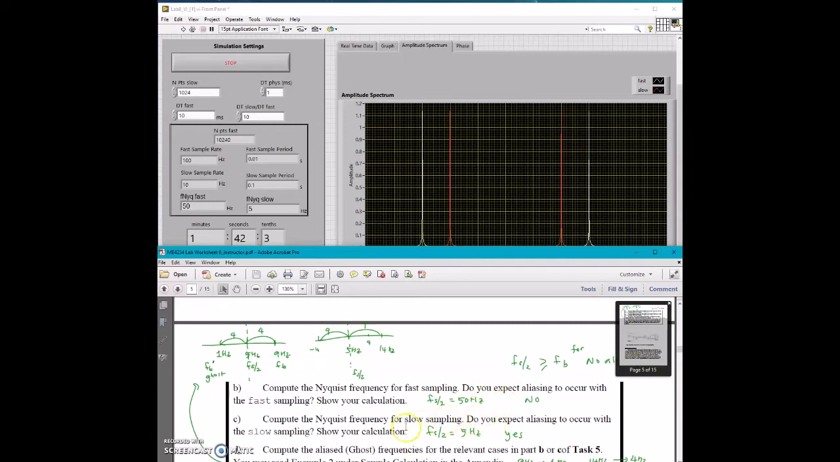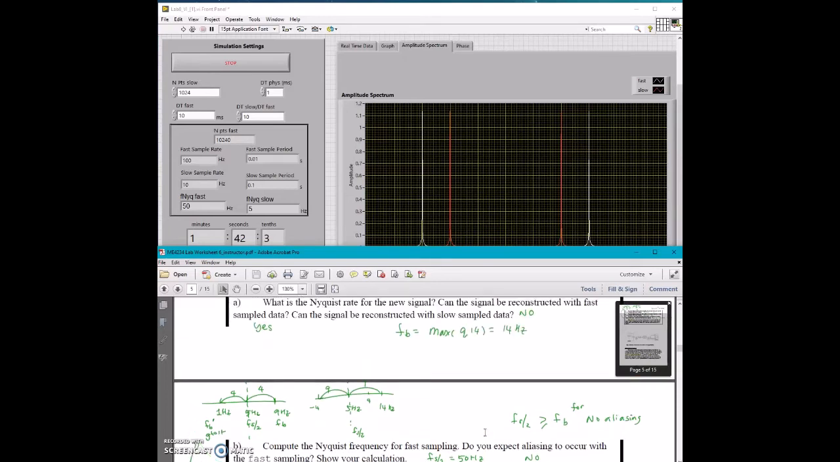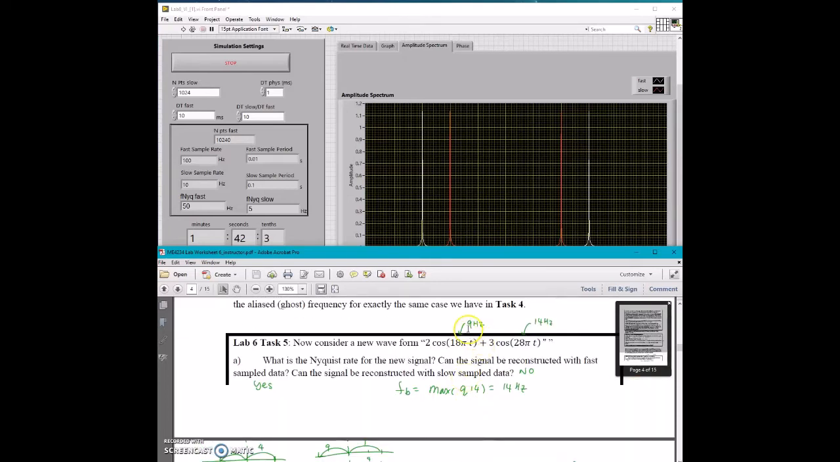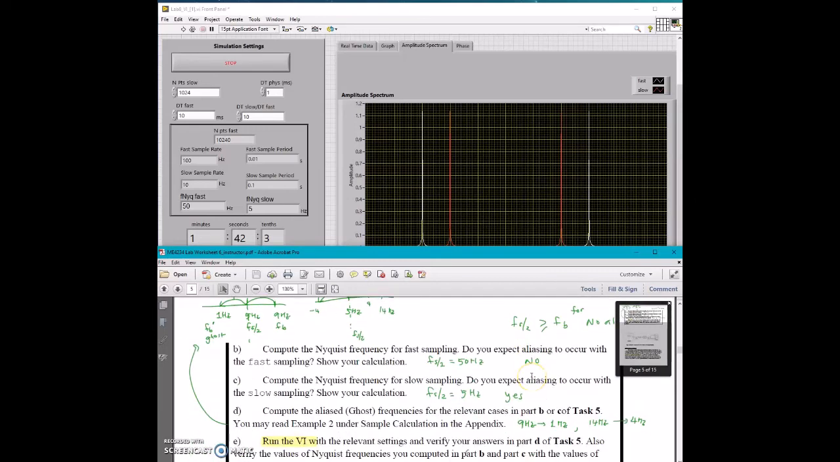Now, how about the third question? C, the Nyquist frequency for the slow sampling rate is 5 Hz. That's 10 divided by 2, and 5 Hz is the maximum signal frequency that you can capture with a 10 Hz sampling rate. Do you expect the aliasing to occur? Yes, most definitely. Why? Because the two frequencies that you're trying to capture are 9 Hz and 14 Hz. A 10 Hz sampling rate will not be able to do that.